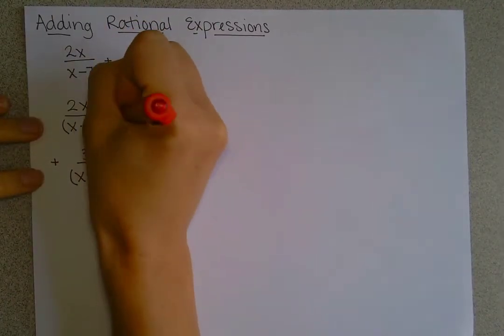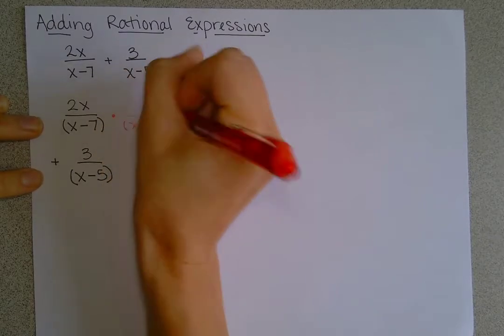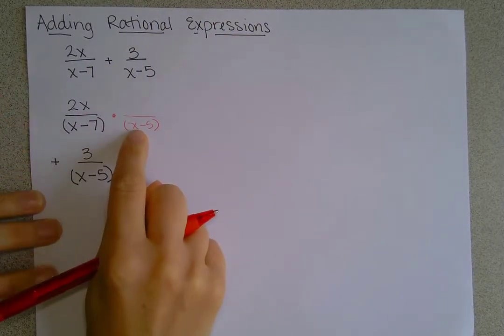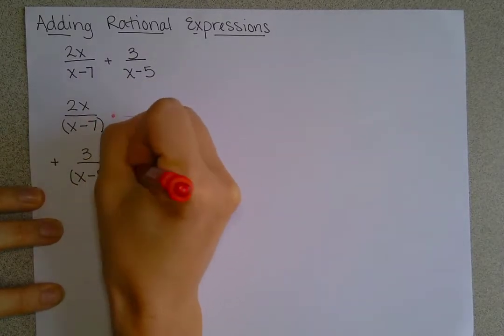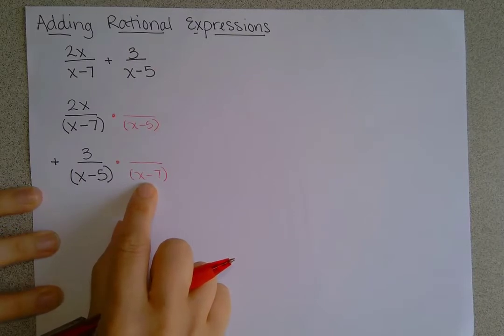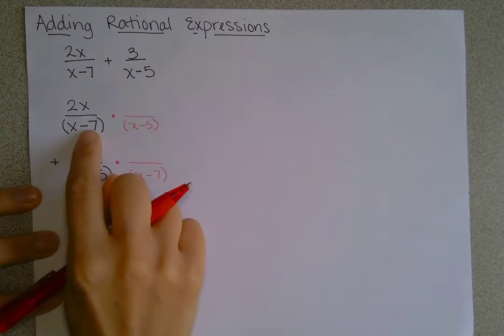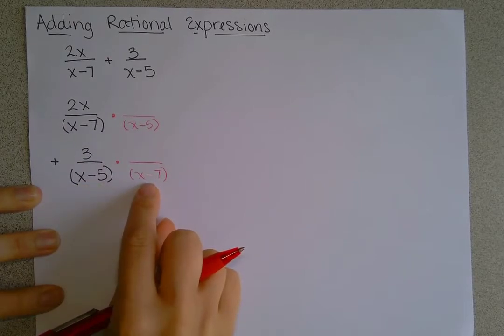So I'm going to need to multiply this fraction by x minus 5 so that its denominator will have a factor of x minus 5. I'm going to need to multiply this one by x minus 7 so that its denominator has a factor of x minus 7. And now both denominators have the same two factors, x minus 7 and x minus 5.